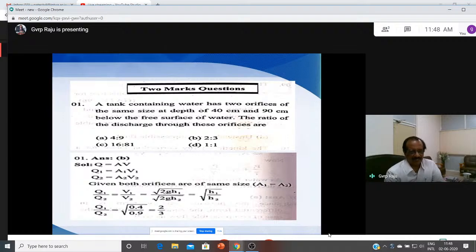So the velocity is square root of 2gh. So this is square root of 2gh1 for Q1 and square root of 2gh2 for V2. 2g cancels, and it is the square root of h1 by h2. So Q1 by Q2 is proportional to the square root of h1 by h2. We have h1 as 40 centimeters or 0.4 meters, and h2 as 90 centimeters or 0.9 meters, and the answer is 2 by 3, or 2:3. So the answer is B.